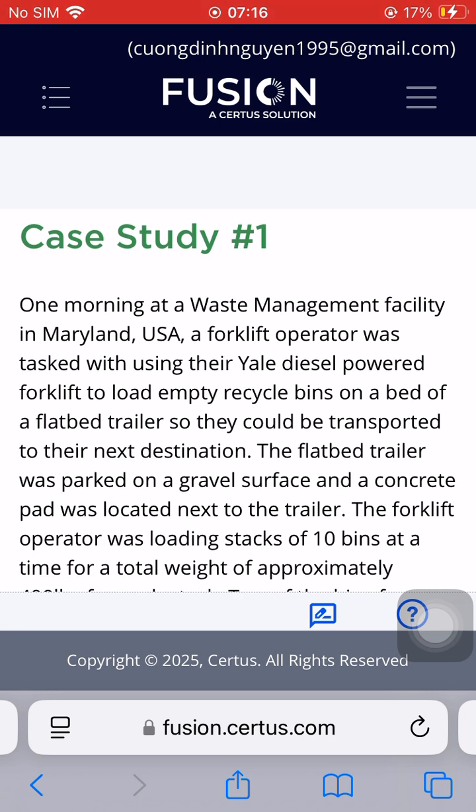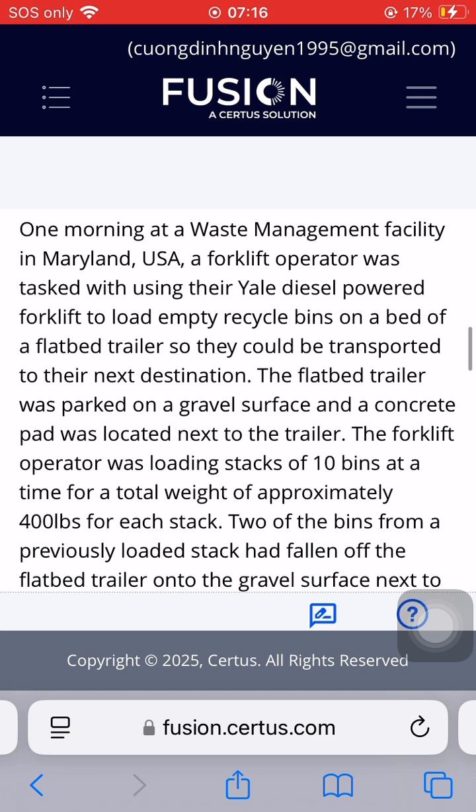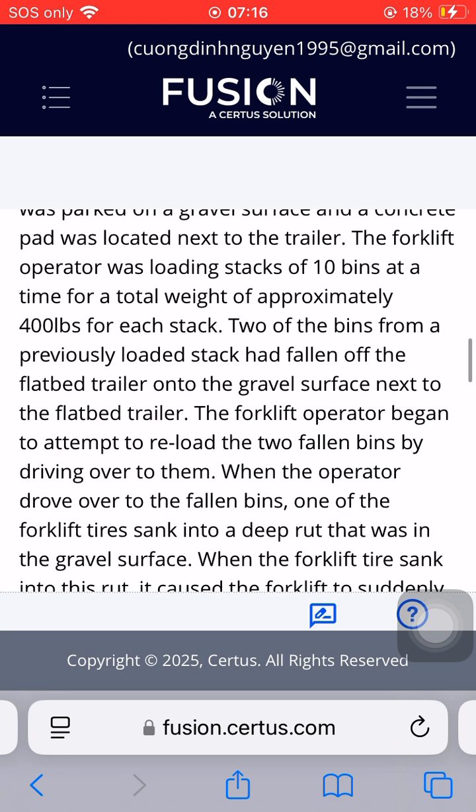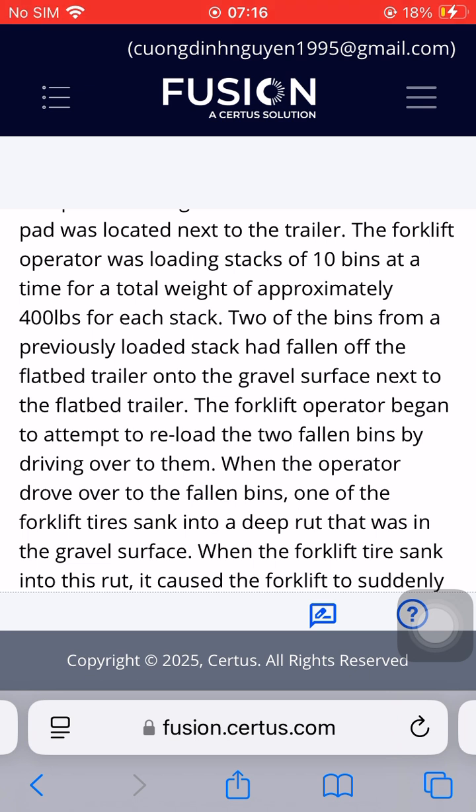Case study number 1. One morning at a waste management facility in Maryland, USA, a forklift operator was tasked with using their Yale diesel-powered forklift to load empty recycle bins on a bed of a flatbed trailer so they could be transported to their next destination. The flatbed trailer was parked on a gravel surface, and a concrete pad was located next to the trailer. The forklift operator was loading stacks of 10 bins at a time for a total weight of approximately 400 pounds for each stack.